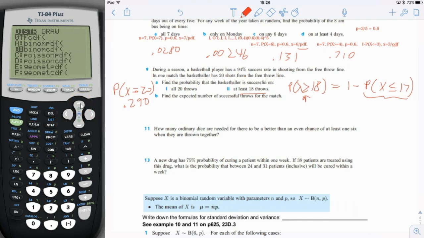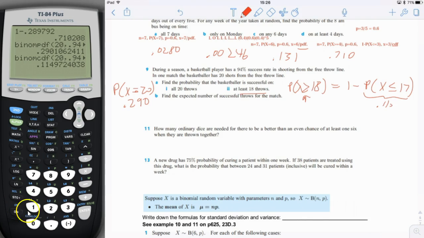So we go to the second page, we do Binomial CDF, we say there's 20 trials, the p is 0.94, the x is going to be 17, because you can always figure out 0 to 17, you can't figure out 18 to 20. And we figure out the probability is going to be 0.115, but then we have to subtract it from 1, and then it gives us 0.885. So the probability that he makes at least 18 is quite a bit higher than the probability that he makes 20.